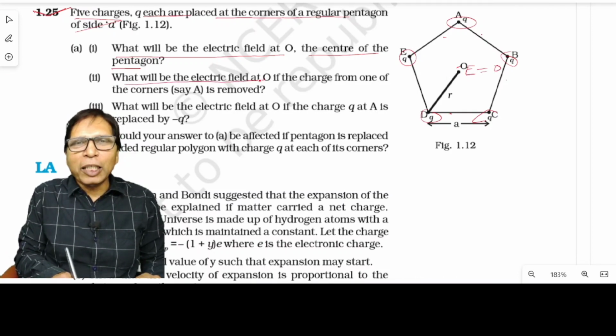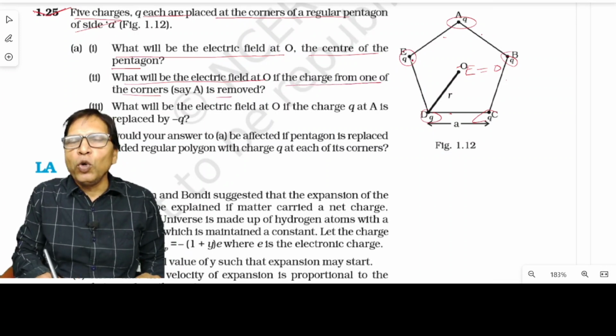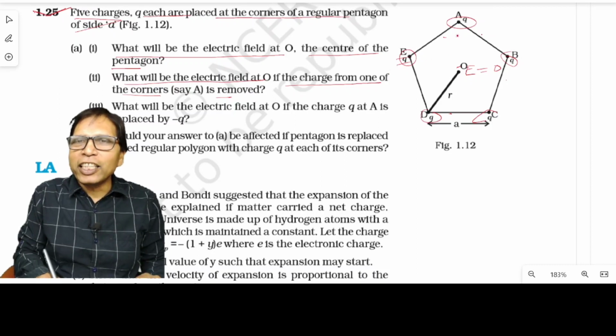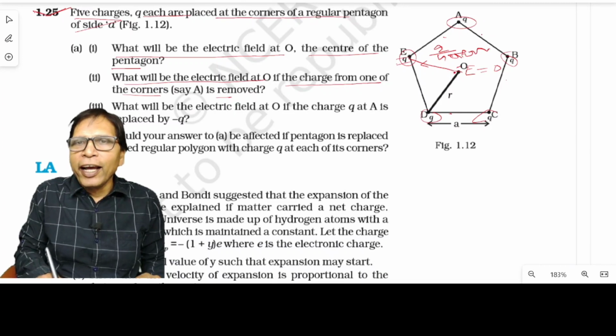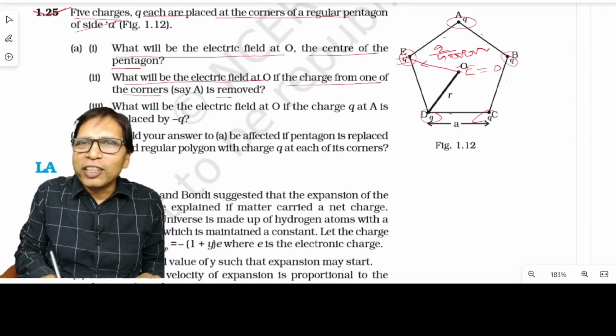What will be the electric field at O if the charge from one corner is removed? Look at this: when the charge from one corner is removed, the electric field due to the other charges is the same as that produced by the removed charge, so it is q by 4 pi epsilon naught r square, directed towards this point.